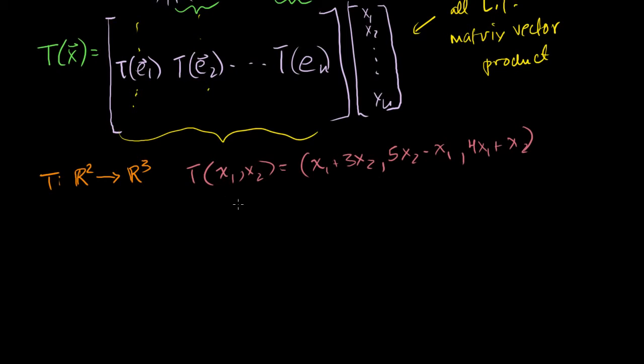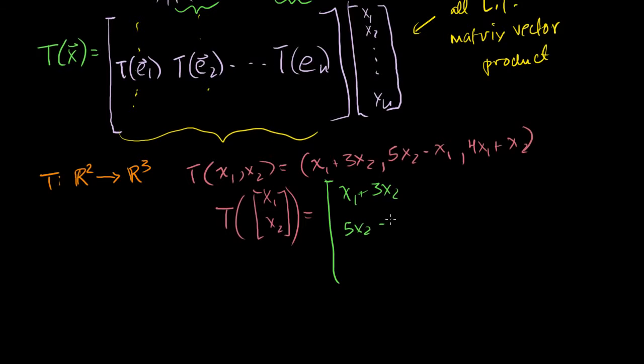This is a mapping. I could have written it like this. I could write T of any vector in R2, x1, x2, is equal to, and maybe this is just redundant, but I think you get the idea. I like this notation better: x1 plus 3x2, 5x2 minus x1, and then 4x1 plus x2. This statement and this statement I just wrote are equivalent, and I like to visualize this a little bit more.